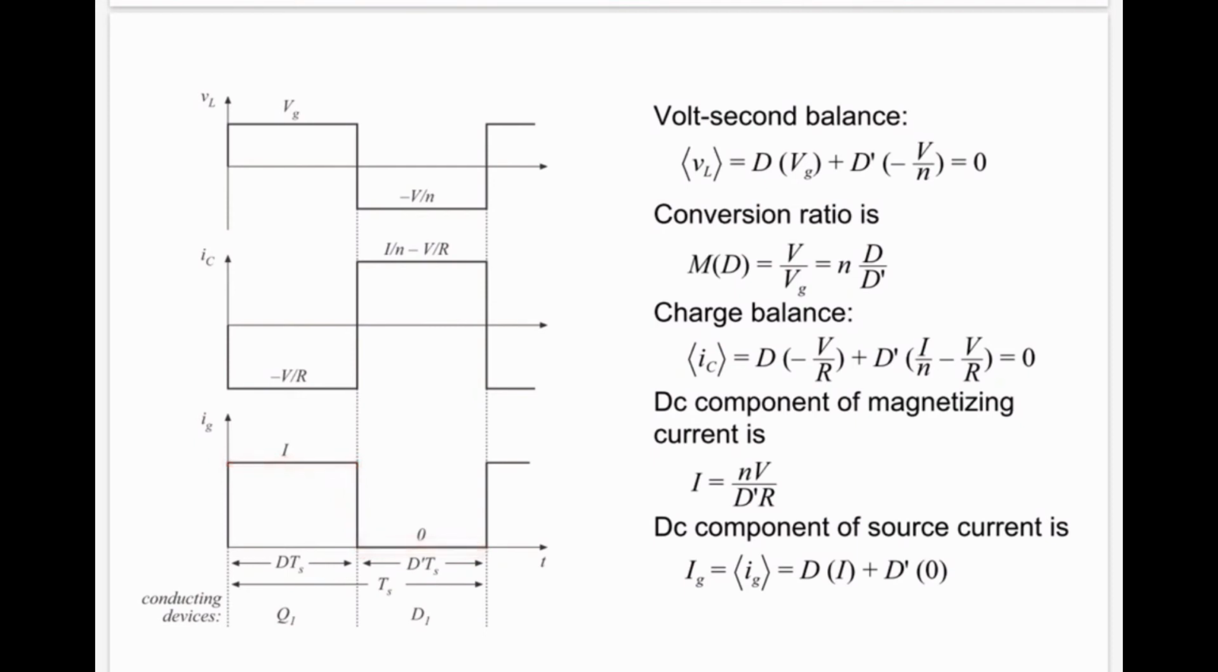So that will be D into Ts into I plus D prime into Ts into 0. So it is simply D times I, where I is the average current when your switch is in the on state through the magnetization branch.